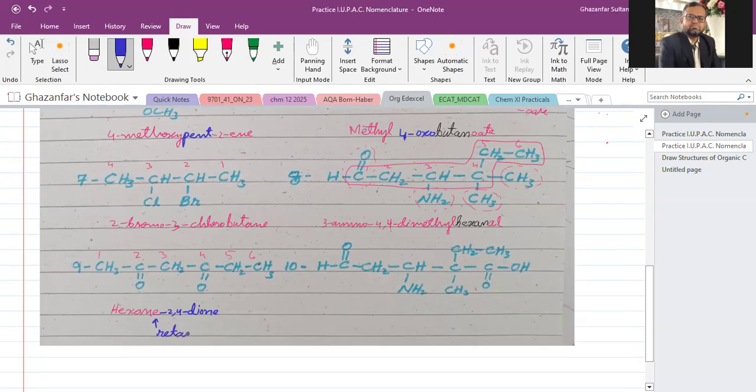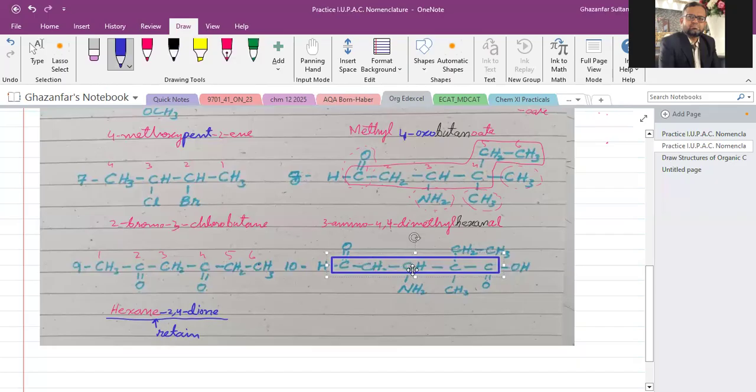Okay. So the name of the compound is hexane-2,4-dione. Got it? Now, if we compare 8 and 10, then you can understand that the functional group must be part of the parent chain. So we ignore the longest chain and we follow this. This is considered as the parent chain.